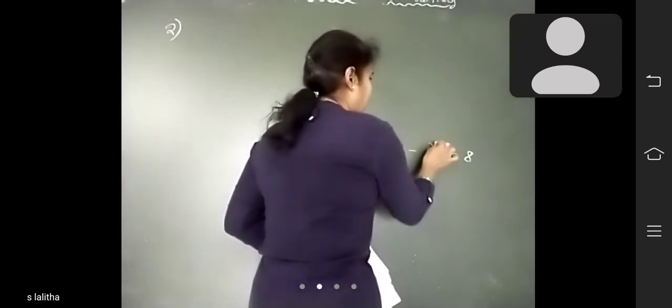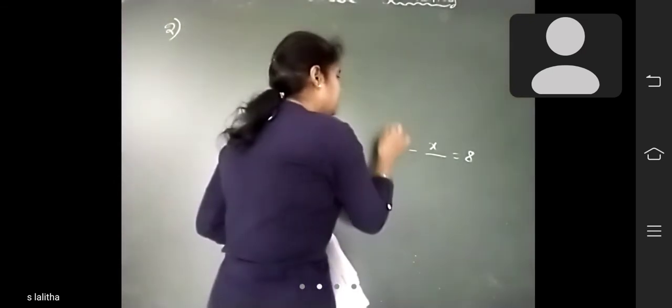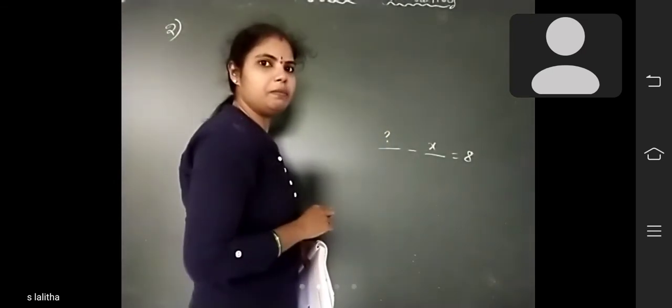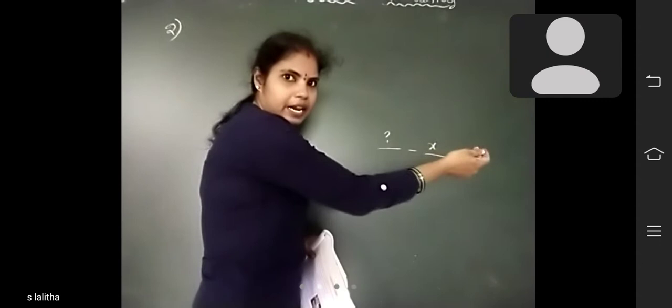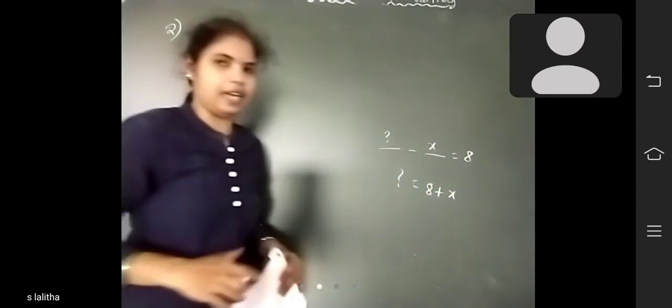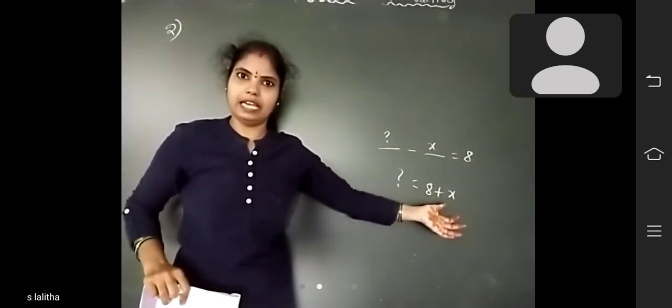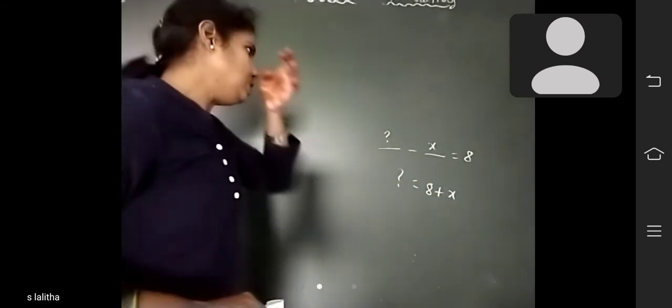So you have to take, suppose x is the smaller number. Then what is the bigger number? What will we get as the bigger number, children? You have to transpose this minus x to the right hand side. What will become? The bigger number is equal to 8 plus x. So the bigger number is x plus 8. Like that you have to take.